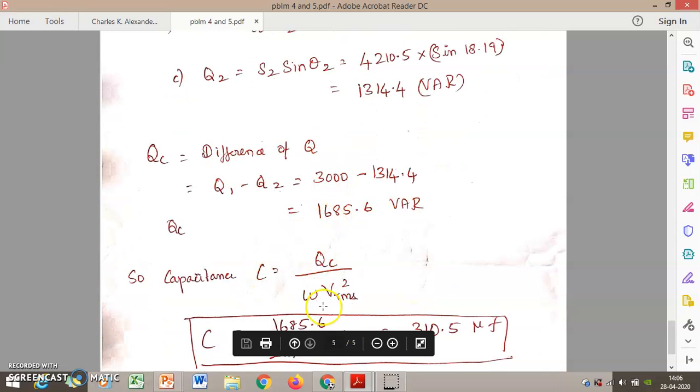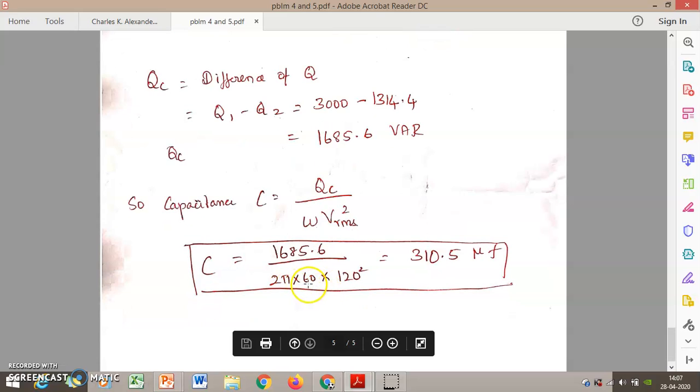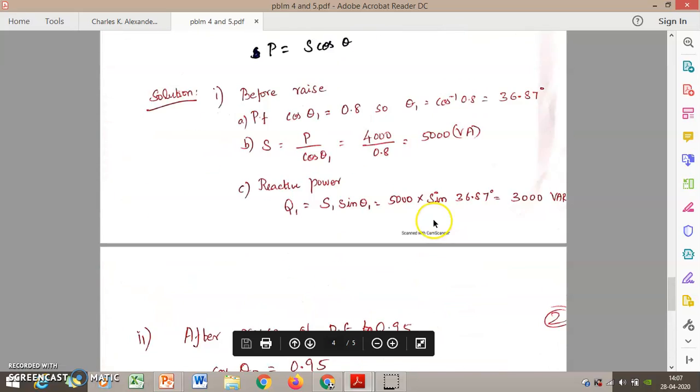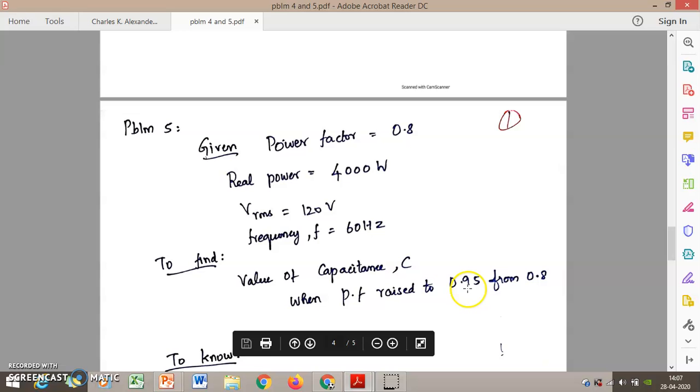See, capacitance equal to QC divided by omega Vrms square. QC we have found here. Vrms is given. Omega is nothing but 2 pi f. F is given as 60 Hz in the problem. So substitute and find C. See, what do you infer from this? This much capacitance should be connected to the system to increase the power factor from 0.8 to 0.95. This is what is inferred.